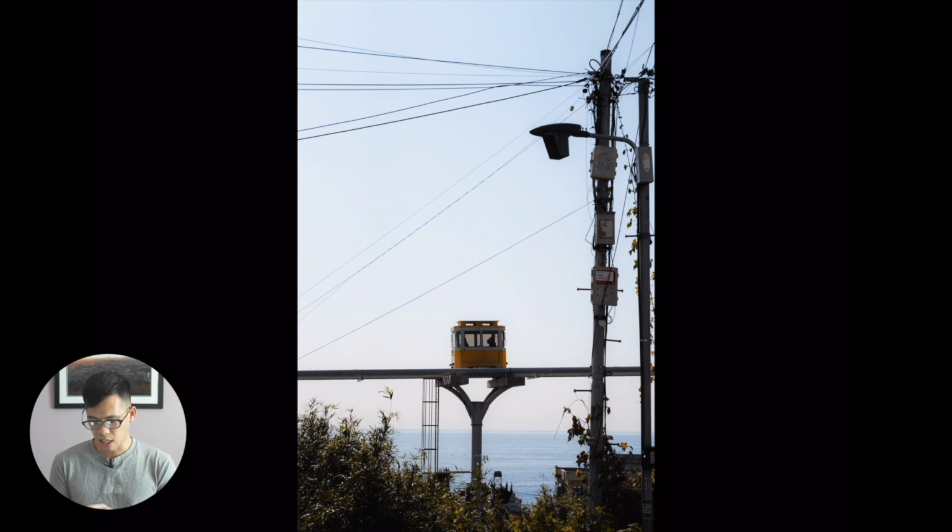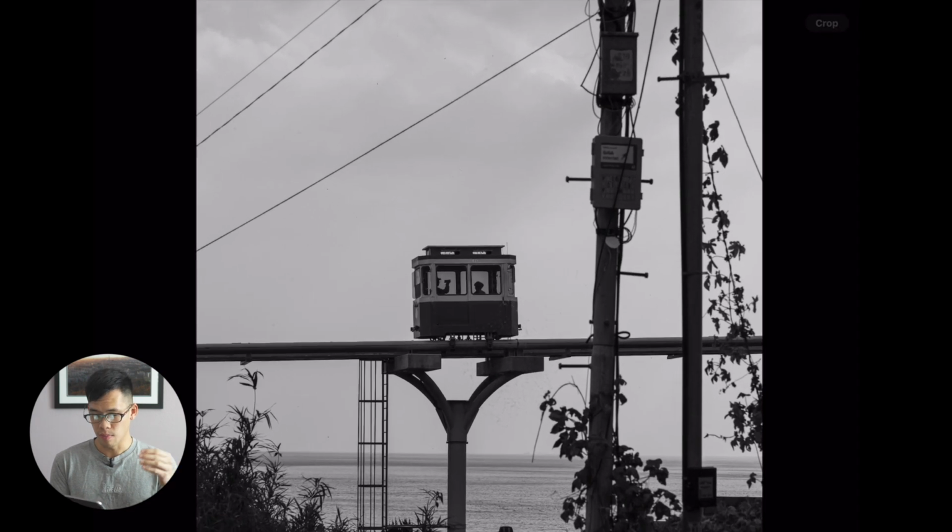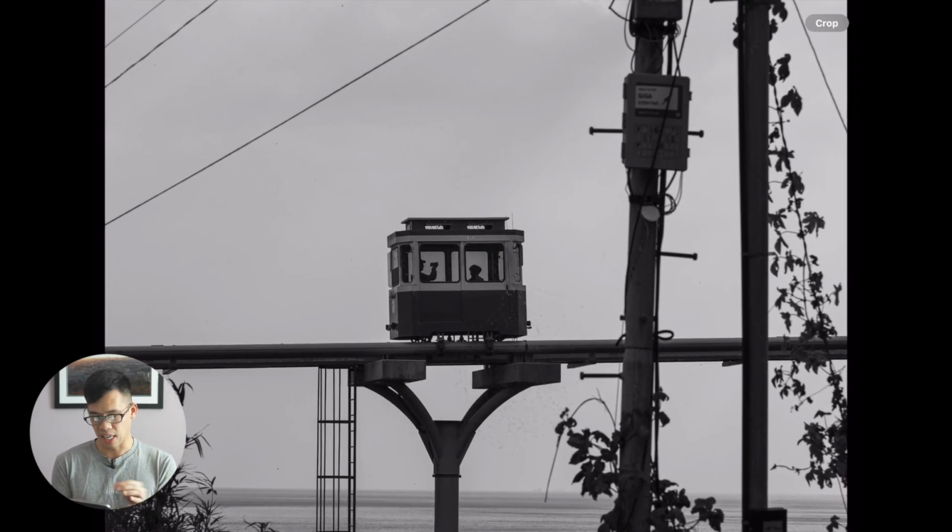So with the black and white version right here, I really liked how you can visually see clearly the silhouette figures within the sky capsule. You can see that the figure on the left right here has his phone out. He's taking the picture, whether that's a picture of the other person in the sky capsule or a picture of the ocean behind him.